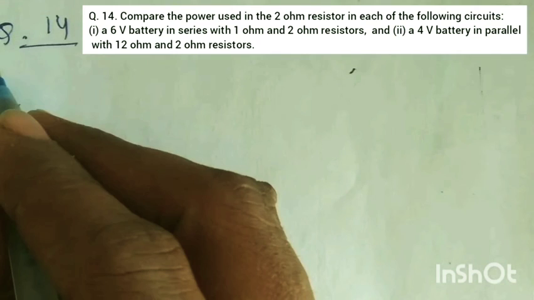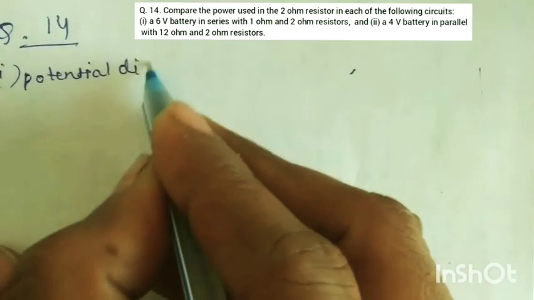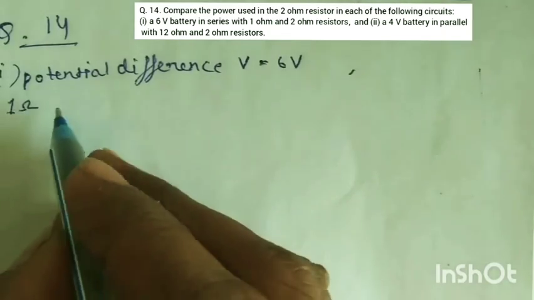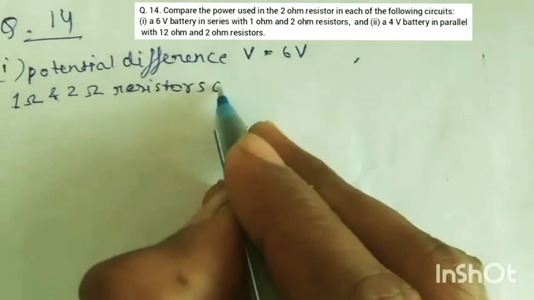Question number 14. Compare the power used in the 2 ohm resistor in each of the following circuits. First, a 6 volt battery in series with 1 ohm and 2 ohm resistors. And second, a 4 volt battery in parallel with 12 ohm and 2 ohm resistors. First, potential difference V is equal to 6 volt. 1 ohm and 2 ohm resistors are connected in series.